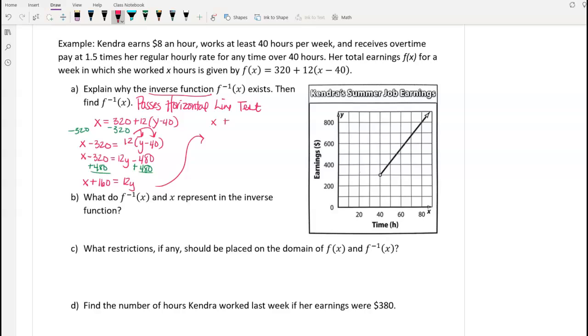Now we're going to divide every single term by 12 so we can finally get that y by itself. So when that happens, we end up getting a function of f inverse of x equals x over 12 plus 160 over 12. Well, what does it mean? What do f inverse of x and x represent in the inverse function?